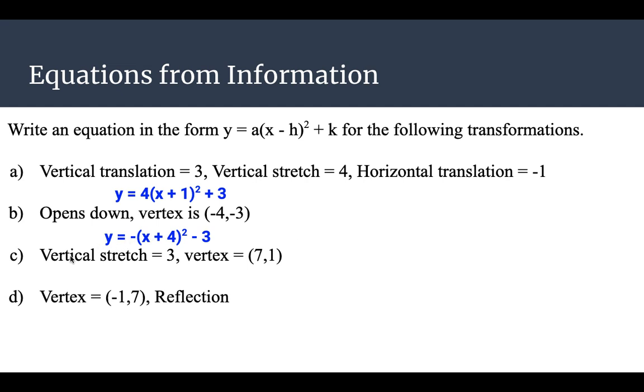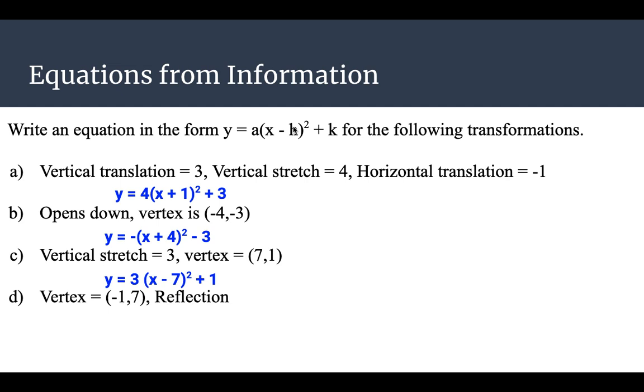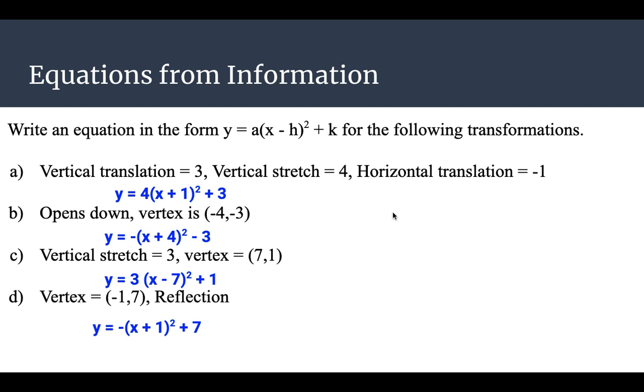Okay, this one, we have a vertical stretch of 3, so that means our A is going to be 3, and our vertex is 7 and 1. So we're just going to plop in 7 for H and 1 for K. So our equation is y equals 3 times x minus 7 all squared plus 1. And the last one, we're told what the vertex is, so we can put negative 1 in for H. So remember, negative 1, and it's subtracting, so it's going to become positive 1, and then our K is 7, and then it's a reflection, so that means it's going to be a negative in the front. So y equals negative x plus 1 squared plus 7.